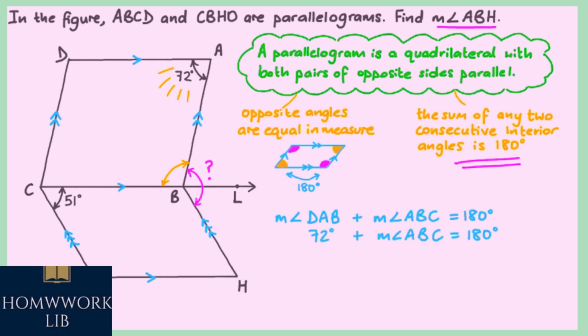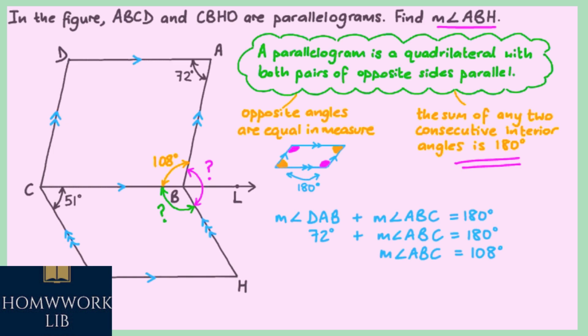Filling in the information that the measure of angle DAB is 72 degrees, we have that 72 degrees plus the measure of angle ABC is 180 degrees. And by subtracting 72 degrees from both sides, we have that the measure of angle ABC is 108 degrees.